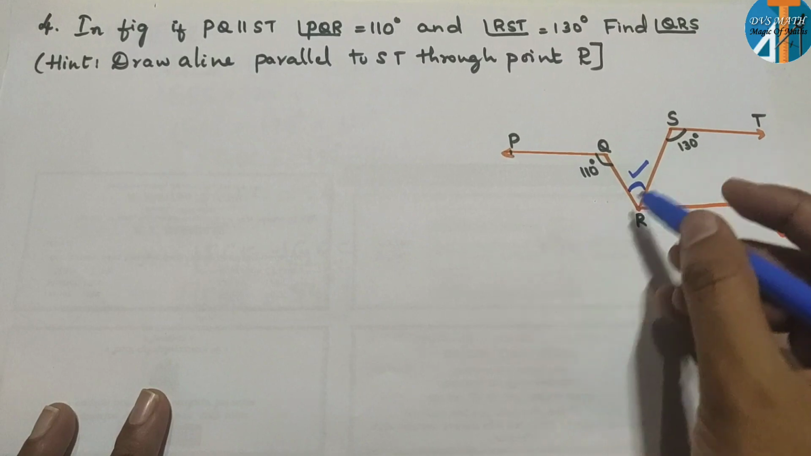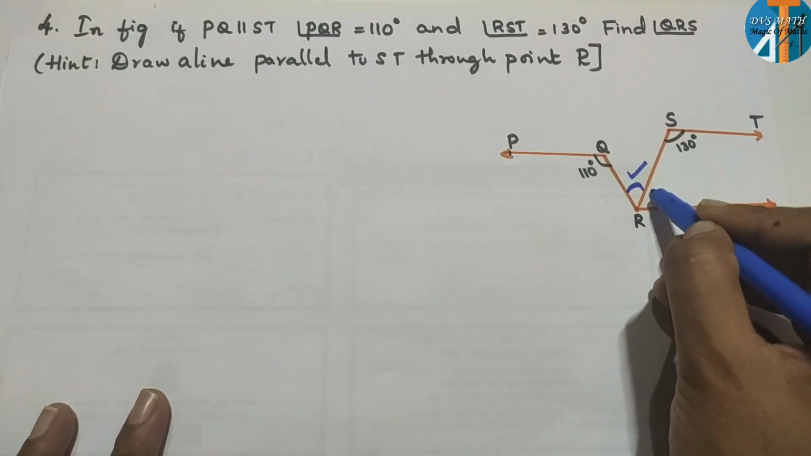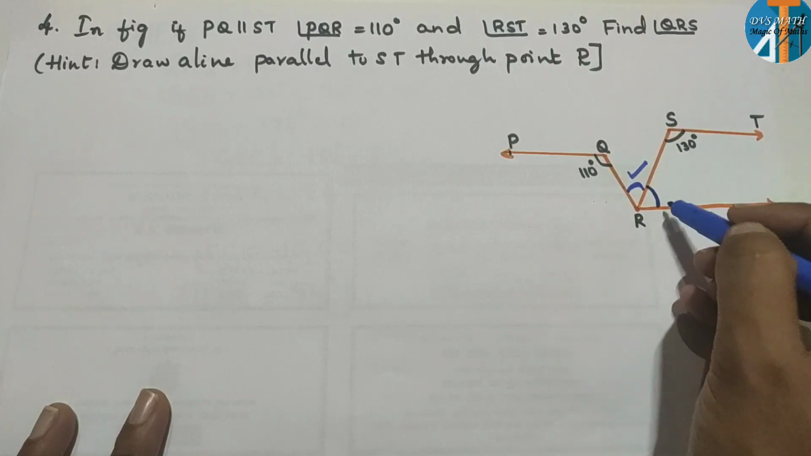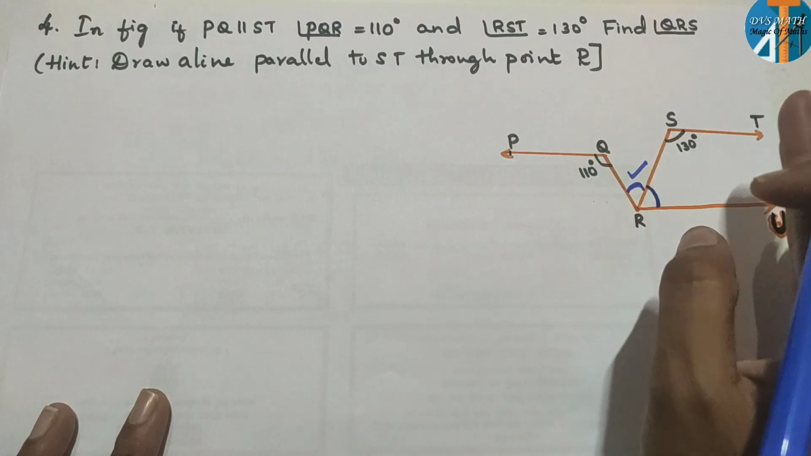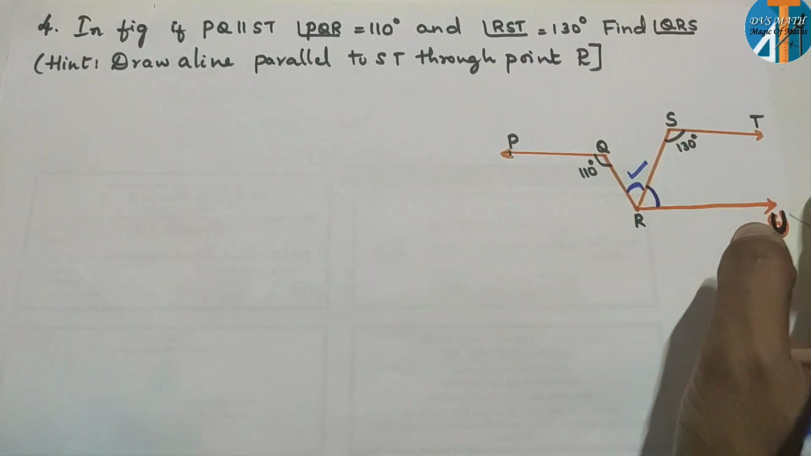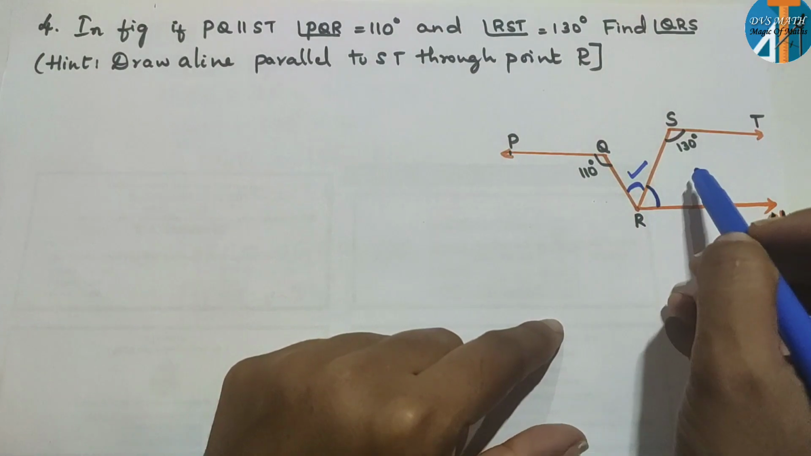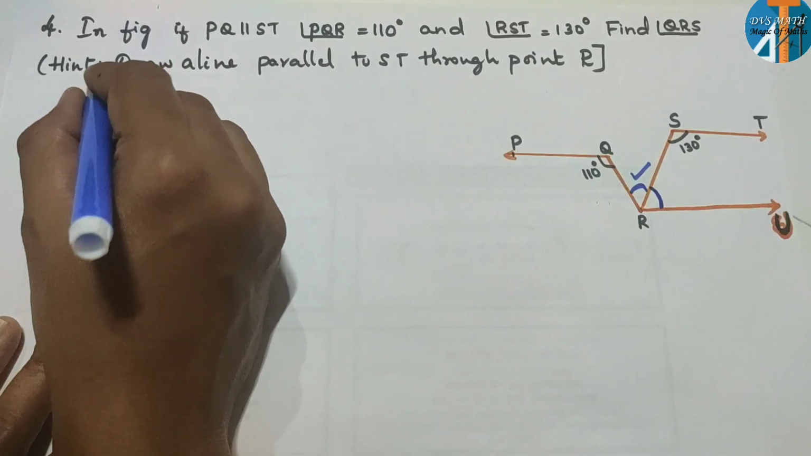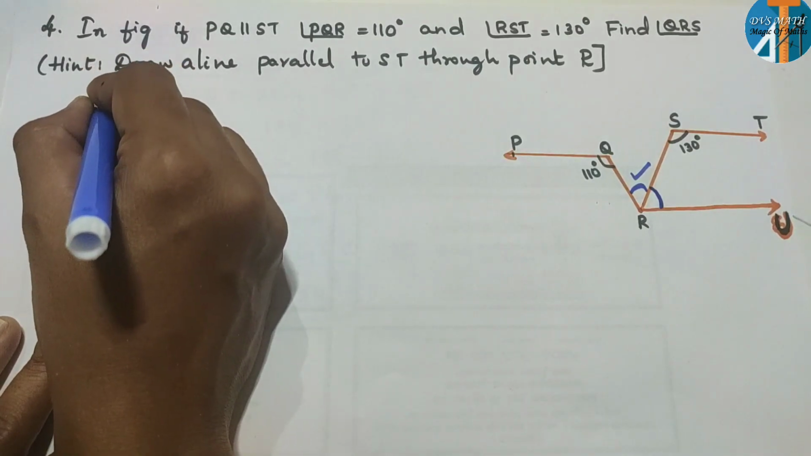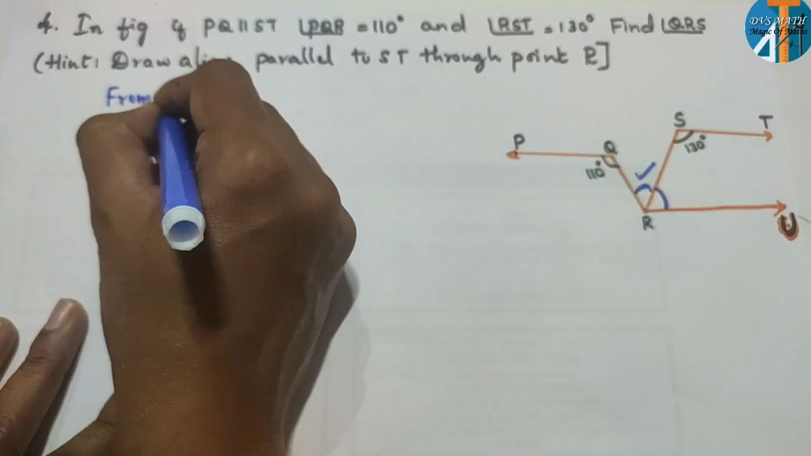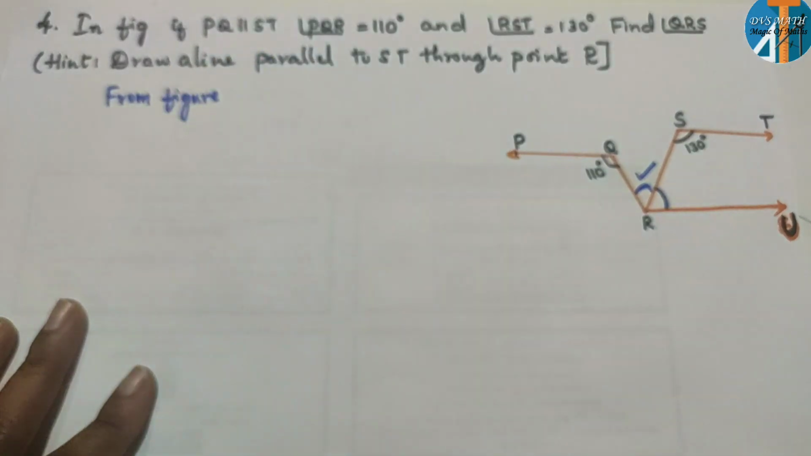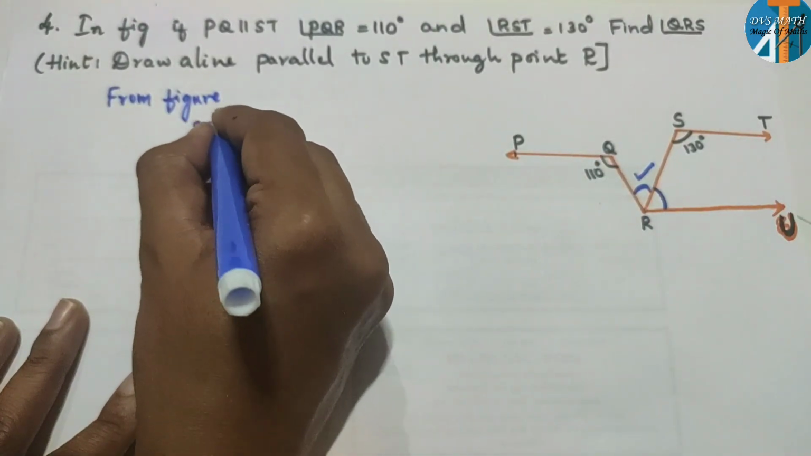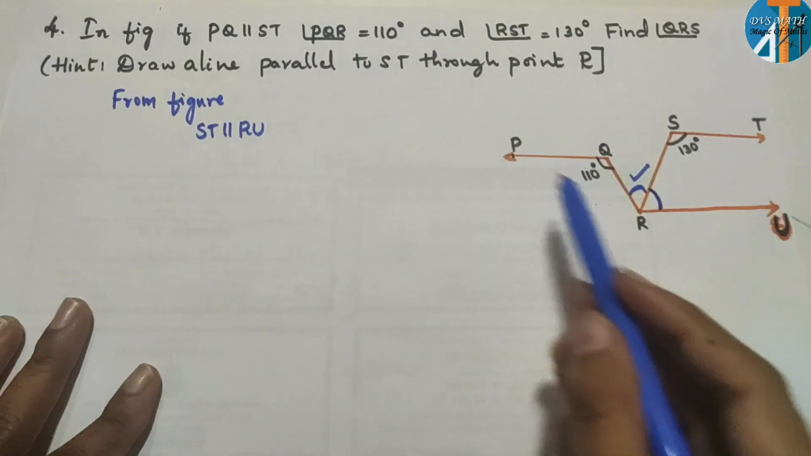If these two lines are parallel, what about this angle? Observe this whole angle. If we add these two angles, they will be supplementary, right? The interior angles on the same side, as we discussed, are supplementary. Okay, let us write now. From the hint, let us write from the figure. So ST is parallel to RU now, as we did the construction.